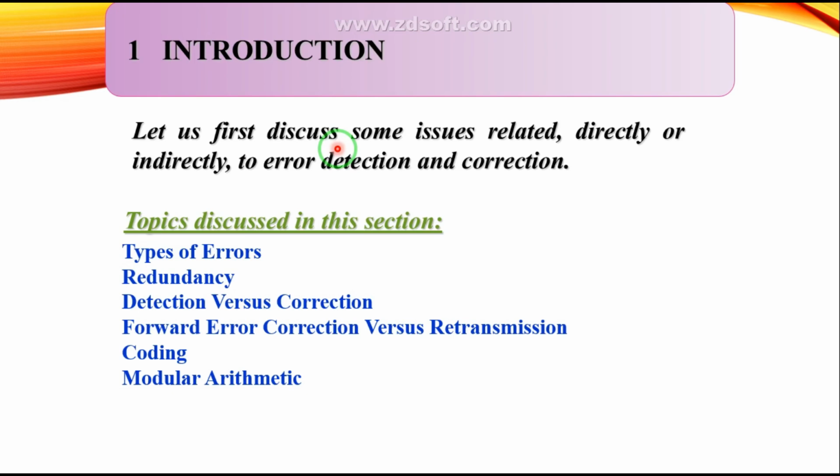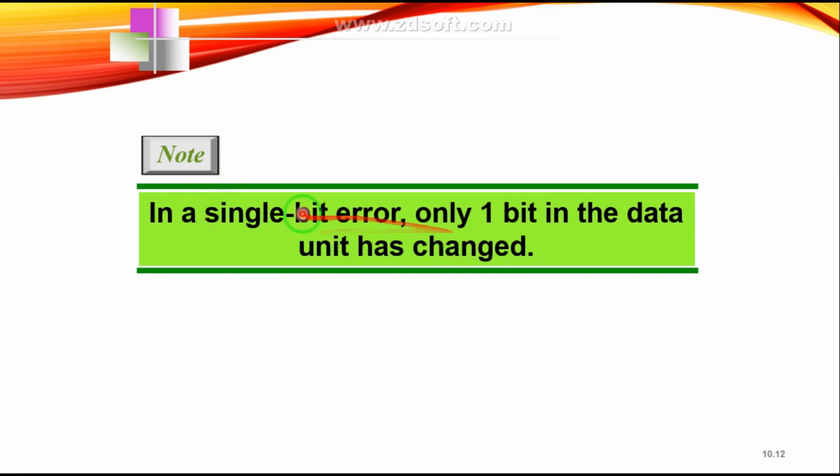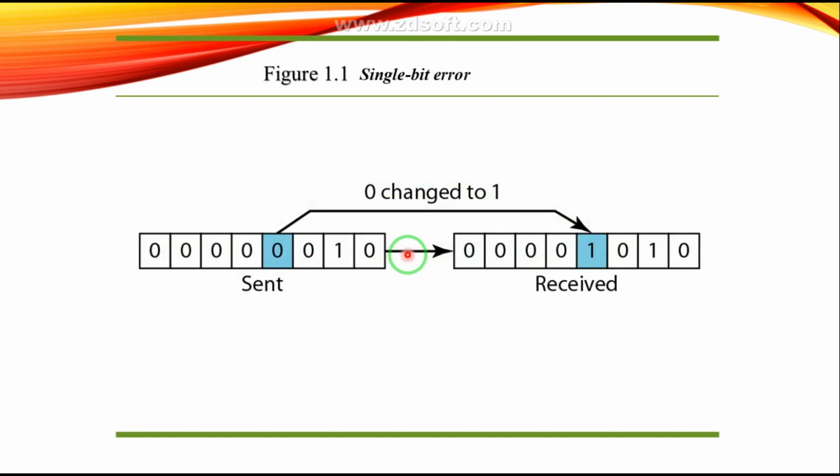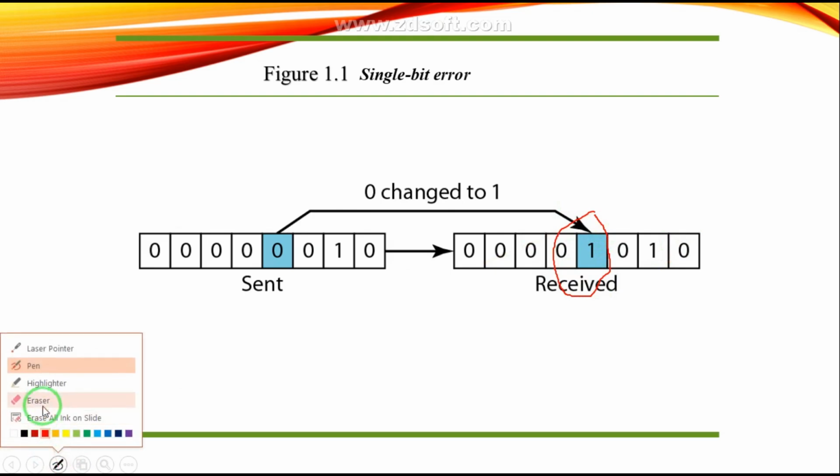So let's first discuss some issues related to error detection and correction. First, we would talk about the types of errors. The term single bit error means that only one bit in the data unit, such as a byte, character or packet, has changed. That could be from 1 to 0 or 0 to 1. You can see on the screen that while transmitting, we send the data 00000010. But when the receiver receives the data, you can observe in the shaded region that instead of a 0, a 1 has been received. This is called a single bit error.